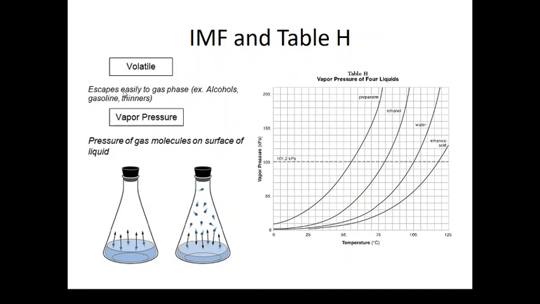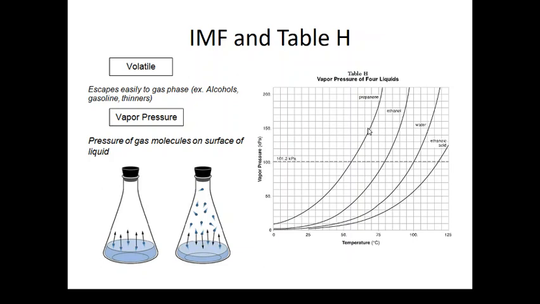Volatile, which means escapes easily to the gas phase. It goes to a gas very quickly. And we have vapor pressure, which is a term that we've already talked about, which is the pressure of gas molecules on the surface of a liquid. When we talked about ideal gases, it was the pressure of the particles on the container. When we talk about vapor pressure, we're talking strictly about the surface of a liquid.